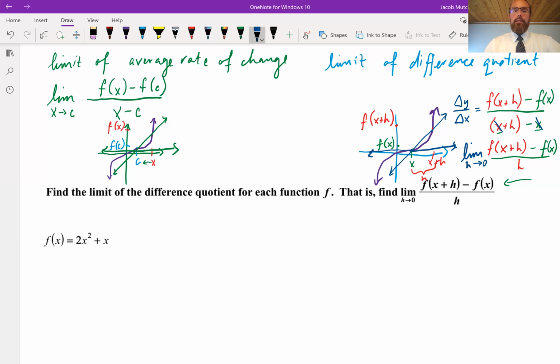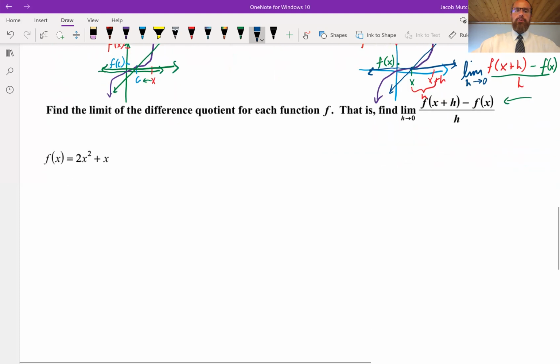So very related, the limit of the average rate of change, the limit of the difference quotient, it's really just, in one case, in the green here, we're looking at 2 defined points. One is c, one is x. Over here on the difference quotient, we're looking at x, and then the other point is defined as being h away from x. So the difference quotient is more distance oriented, whereas the average rate of change is more 2 distinct points oriented. Well, let's put it into action.